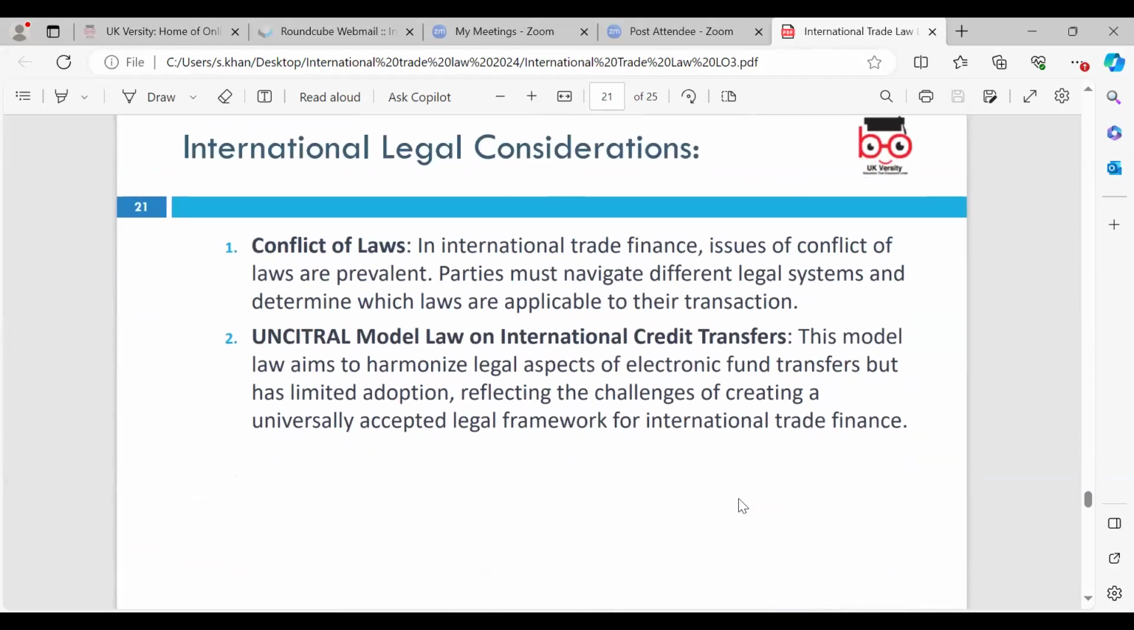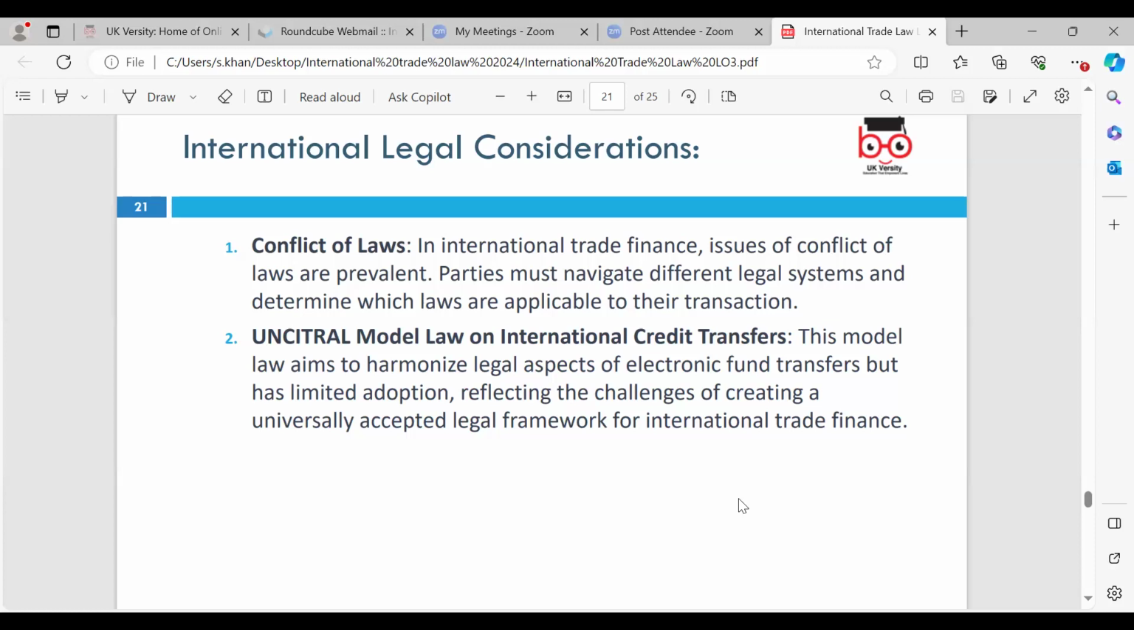International legal considerations. Conflict of laws is the first one. In international trade finance, issues of conflict of laws are prevalent. Parties must navigate different legal systems and determine which laws are applicable to their transaction. And it's really important, again, going back to contract law, that the laws may differ in every jurisdiction.